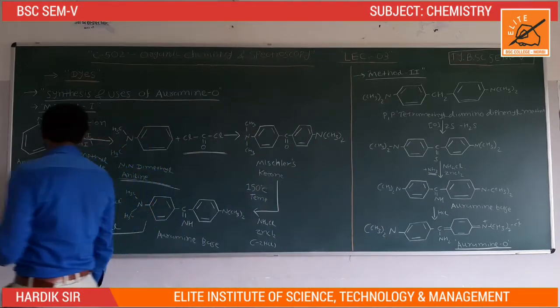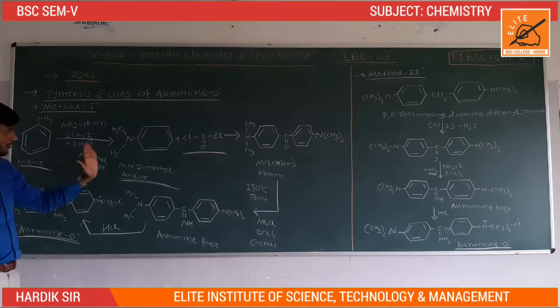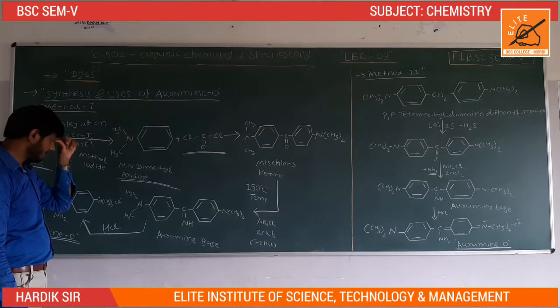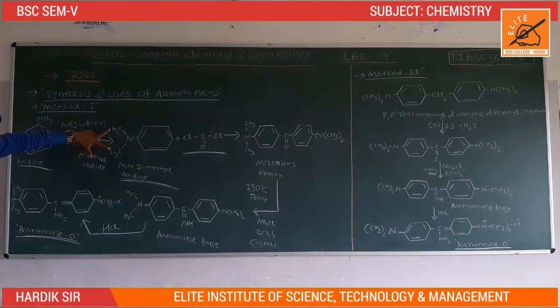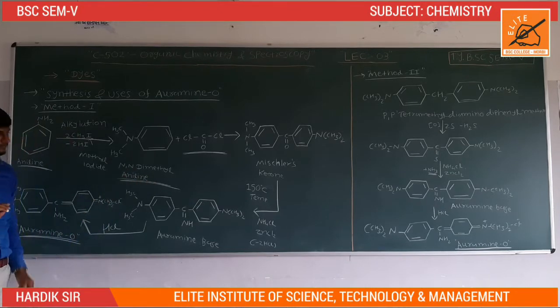First we take aniline. This is the structure of aniline. Alkylation with methyl iodide, 2 moles of methyl iodide, removing 2 moles of hydroiodic acid, produces a first intermediate product, N,N-dimethylaniline. Two methyl groups are combined with the aniline to produce N,N-dimethylaniline.